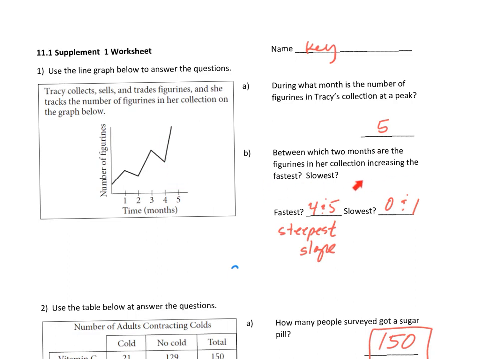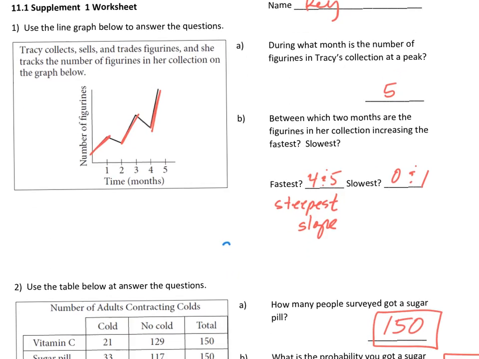Between which 2 months are the figurines in her collection increasing the fastest and slowest? We have to look at the 3 little sections where the graph is actually increasing, because the other sections are decreasing. Where it's increasing the fastest would be where the slope is steepest. That's between months 4 and 5. And where it's increasing the slowest, where the slope is the most flat, is between months 0 and 1. So that's the answer to the first one.